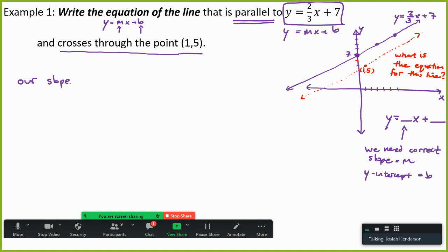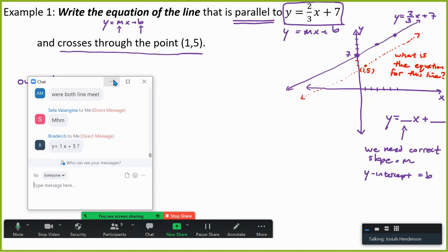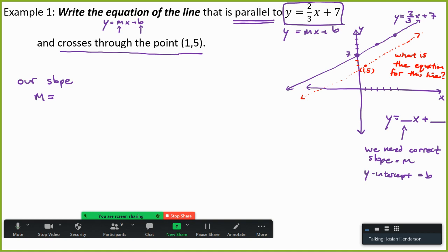The slope we want for our red line is going to be the same. I see some comments. Let me check what you guys are saying. It's going to be the same as the one they gave us. How do we know that? Because they're telling us our red line is parallel to the given line. So our slope is 2/3. Done. We've already found it. So I can put that in my answer over here on the right side. 2/3. However, we still need to know what is the correct y-intercept. What is the b number for our red line?